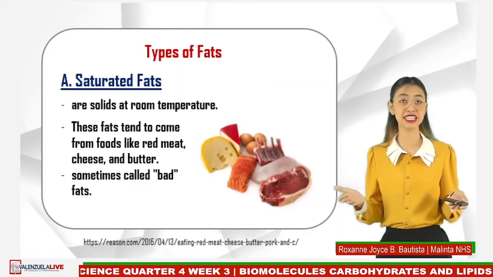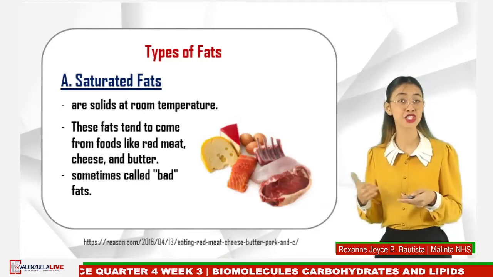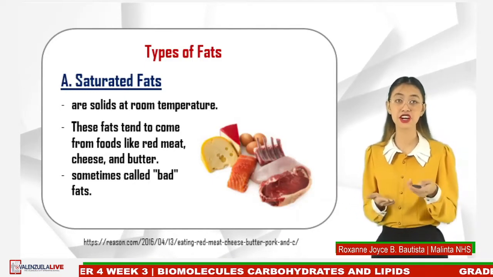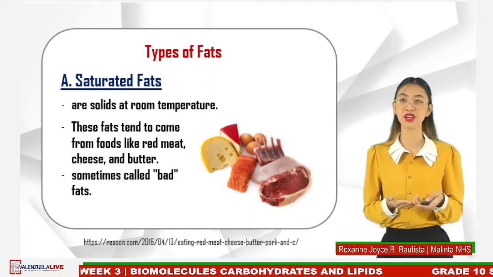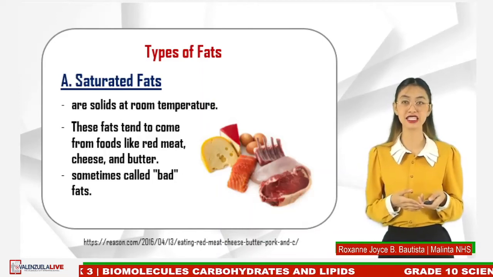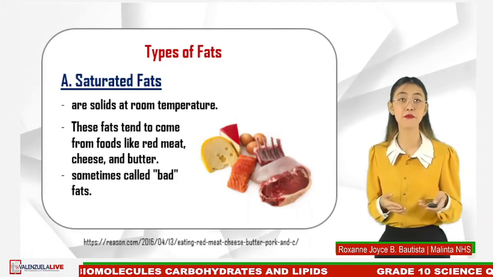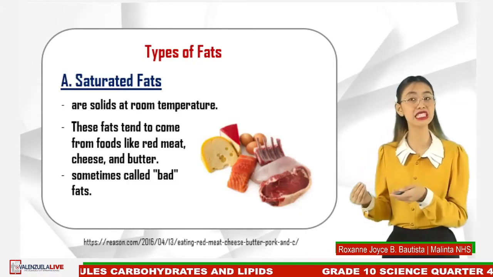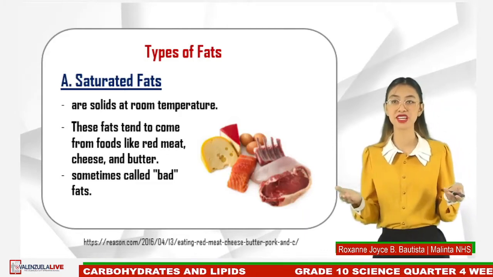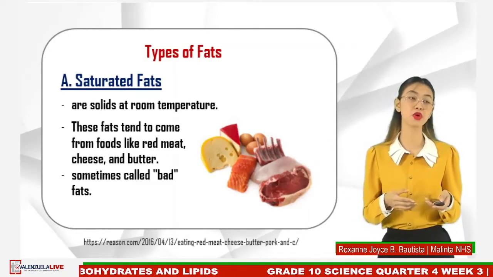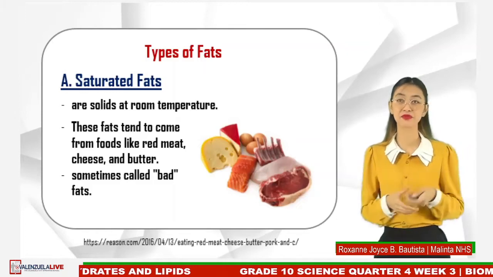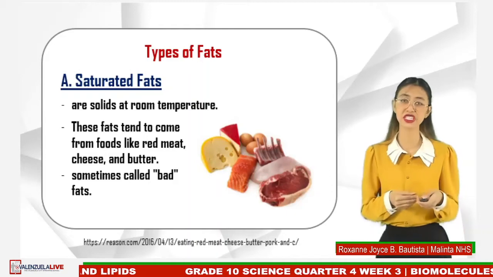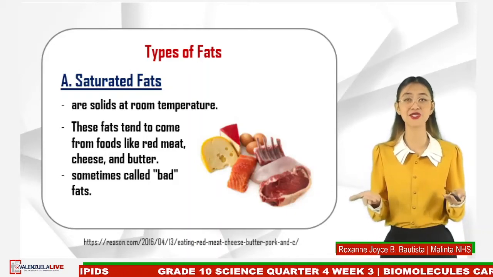Fats are divided into two. We have saturated fats and unsaturated fats. Let's first discuss saturated fats. When we say saturated fats, these are solids at room temperature. These fats tend to come from foods like red meat, cheese, and butter. Saturated fats are sometimes called bad fats because they have been known to cause higher cholesterol, clog arteries, and even increase the risk for some cancers.